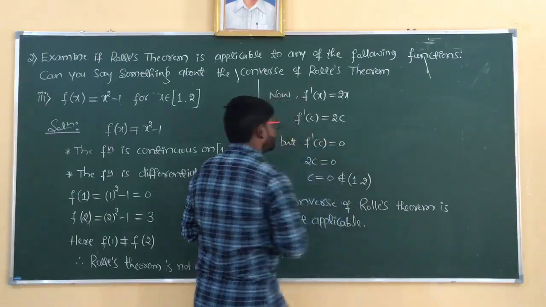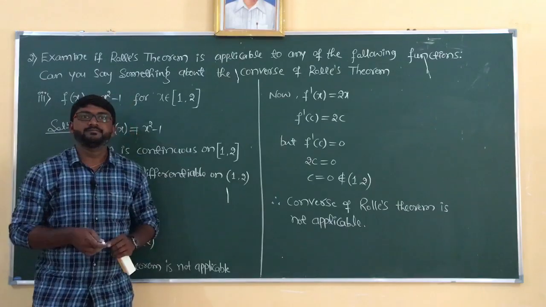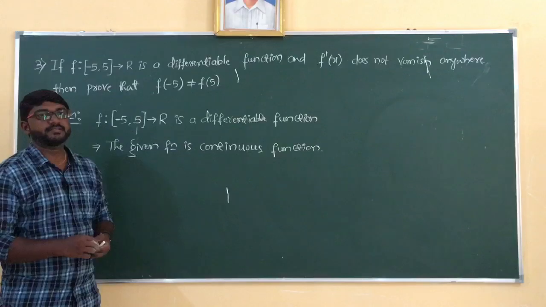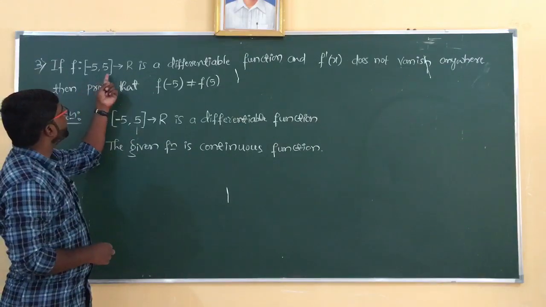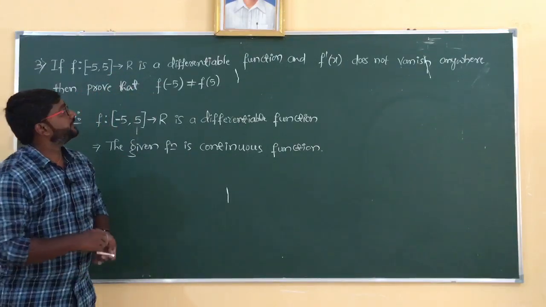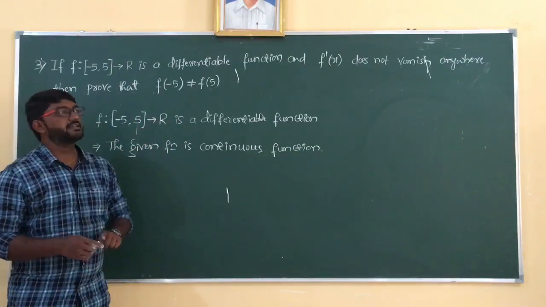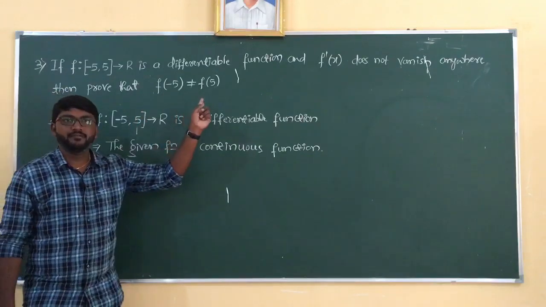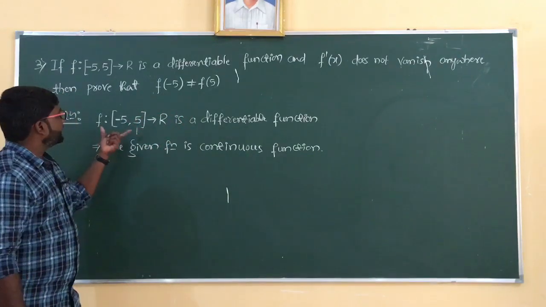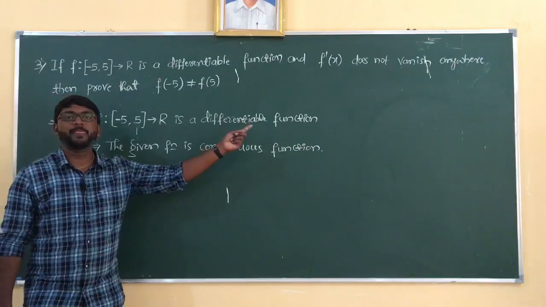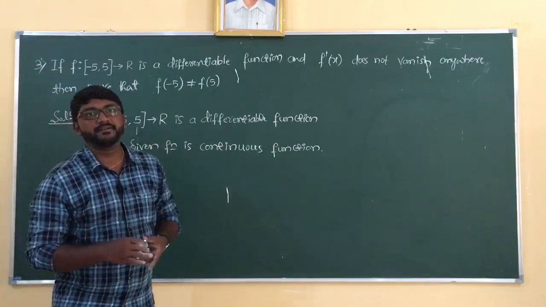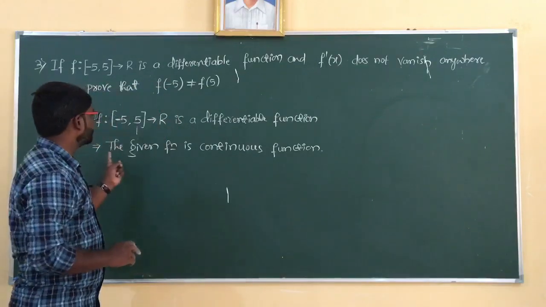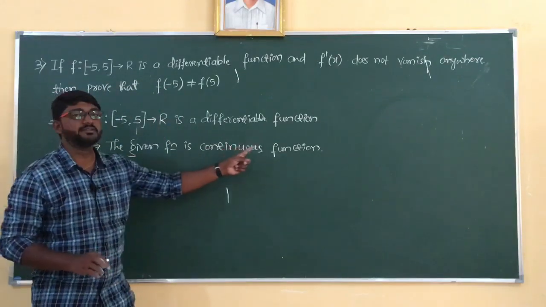So, this is all about the second main question. So, let us solve the third main question. If f from the closed interval minus 5 to 5 to R is a differentiable function and f dash of x doesn't vanish anywhere, then prove that f of minus 5 is not equal to f of 5. So, here he has given that the function is differentiable. If the function is differentiable, then it is also continuous. So, that is why I have written the given function is a continuous function.